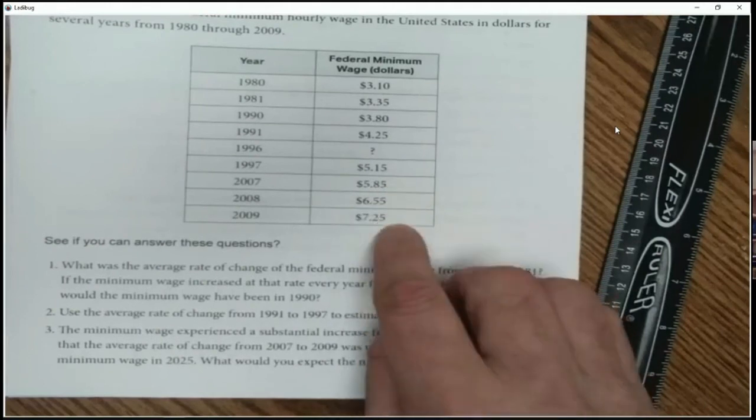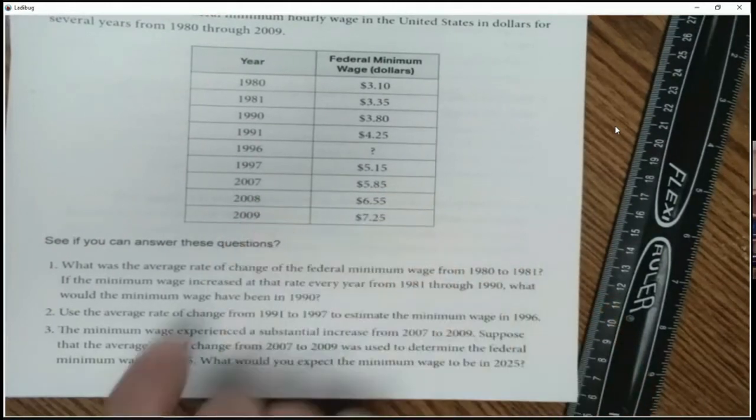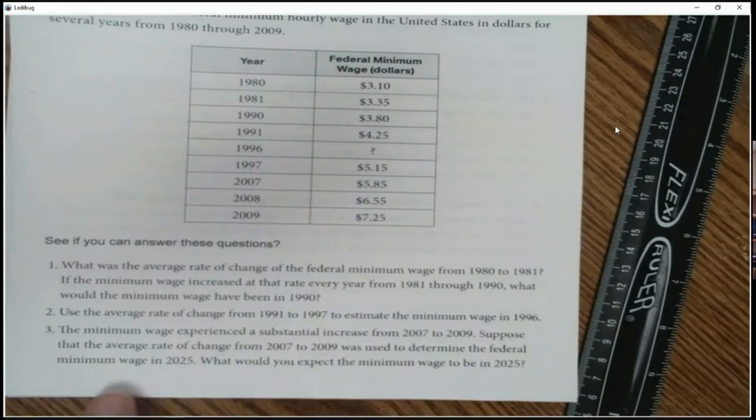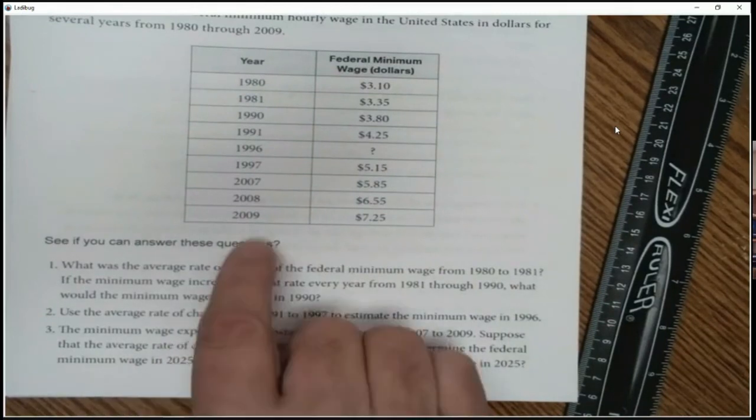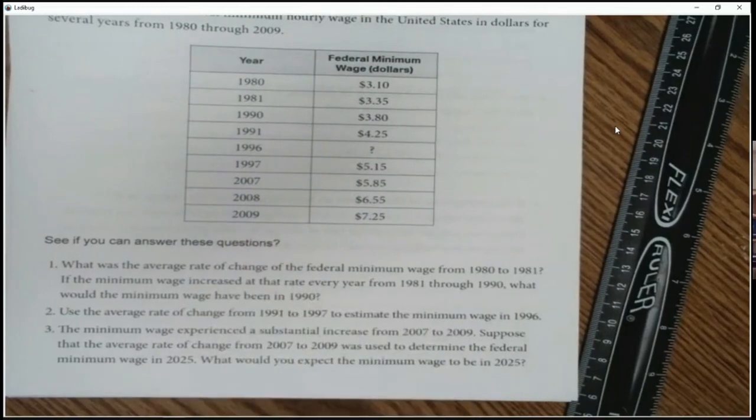And then the minimum wage experienced a substantial increase from 2007 to 2009. It went from 5.85 to 7.25 in just 2 years. Suppose the average rate of change there was used to calculate the minimum wage in 2025. What if it kept going at that rate? What would you expect the minimum wage to be then?